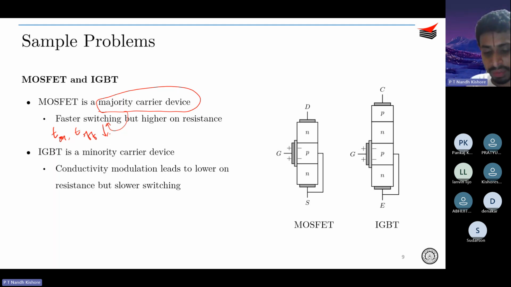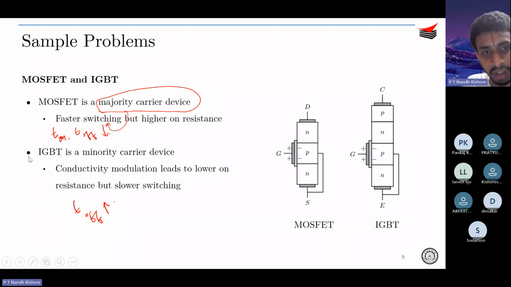On the contrary, IGBT is a minority carrier device. Minority carrier devices, as you may be aware, have something called reverse recovery during turn off, and they also have a property known as conductivity modulation during turn on. Due to reverse recovery, the turn off time is pretty large, which means that since your turn off time itself is very high, you cannot directly use it for high frequency applications.